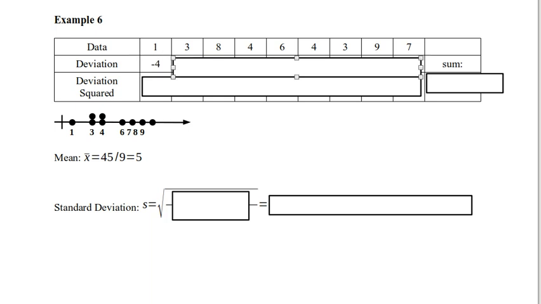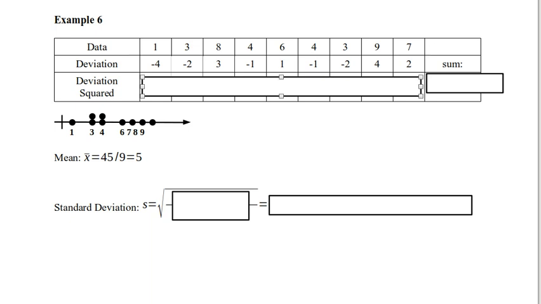So then we figure out how far these data points are from the mean. 1 is 4 less than 5. 3 is 2 less than 5. 8 is 3 more than 5. 4 is 1 less than 5. 6 is 1 more than 5. 4 again, 1 less than 5. 3, 2 less than 5, you get the idea. 9, 4 more than 5, and 7, 2 more than 5.